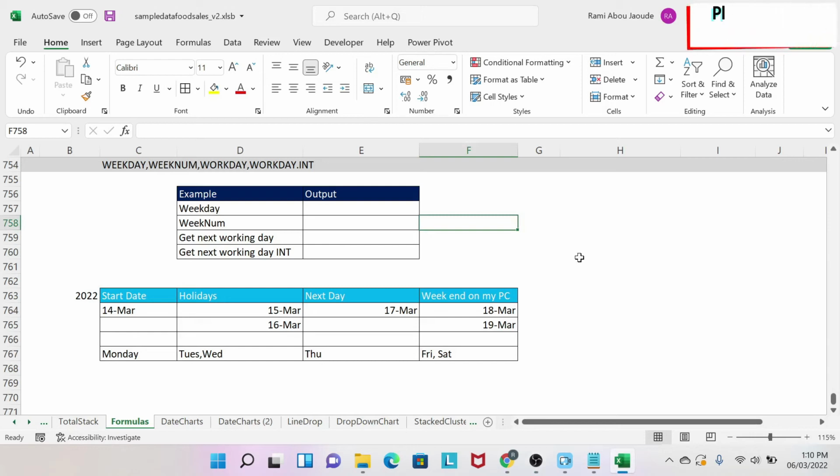The objective of this lesson is to understand some of the date formulas in Excel, namely weekday, weeknum, workday, and workday international. So let's start one by one. First we have weekday. What is weekday?